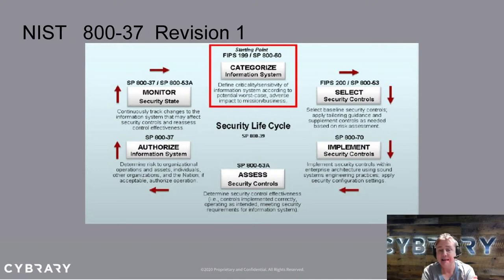That's what FIPS 199 does. We had talked about that just as a reference earlier. You do not need to memorize these NIST standards or special publications. The flow and the purpose, the intent of what we're doing: we categorize the system. Then we select controls based on the system category. And the documents that help me there are FIPS 200 and NIST 853.